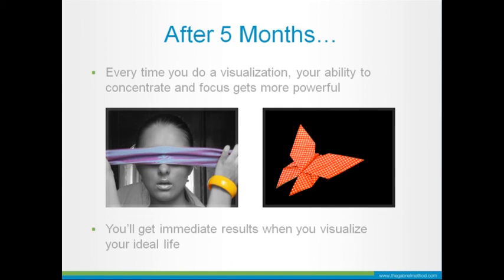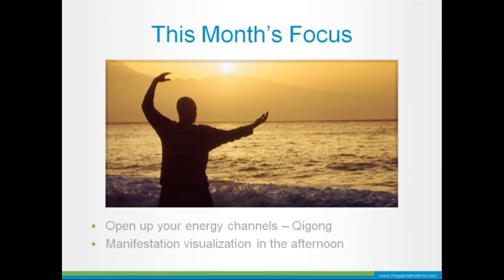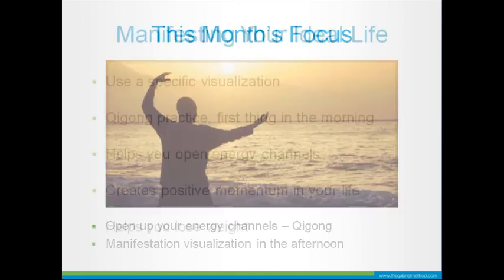So what I want to focus on this month is 2 things. One, opening up your energy channels through a process that I'm going to talk about in a second called Qigong. And the other is doing this manifestation visualization in the afternoon. So if you remember, every morning we do a visualization that's based on what your coach decides is best for you right now. And every evening we do the evening visualization, which is good for everyone. And every afternoon we do a visualization that's based on whatever we're focusing on this month. So this month, we're going to be focusing on manifesting your ideal life.